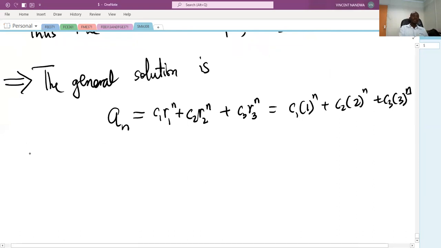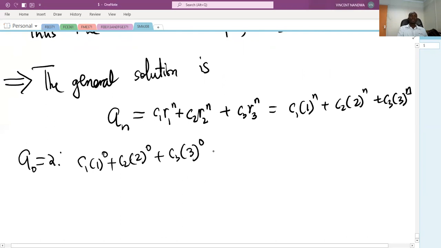So A naught is given by 2. So that means where there's n, we put 0. So we'll have C1 1 power 0, plus C2 2 power 0, plus C3 3 power 0, equals 2, i.e. C1 plus C2 plus C3 is 2. Call this one equation 3.